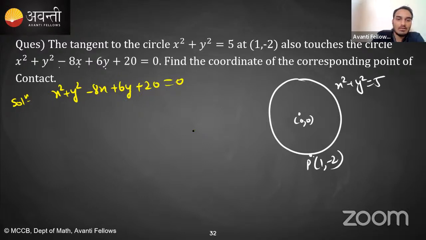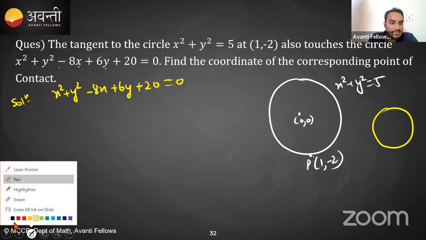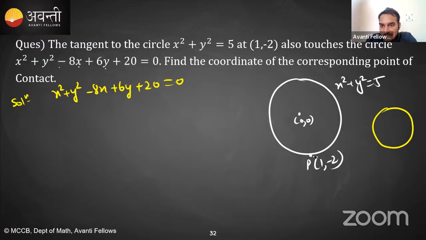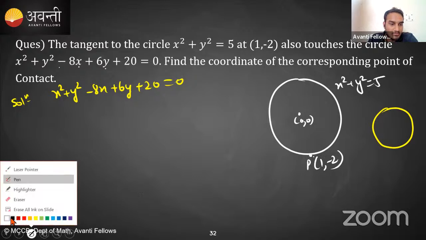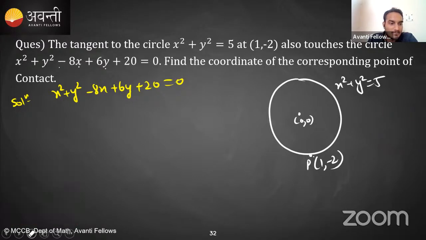So now let's say this is some circle, doesn't matter. Let's say this is the circle. So the question is saying that if I draw a tangent on the circle x square plus y square equal to 5, this tangent is also a tangent to this other circle. Okay, so let's say this is the circle.